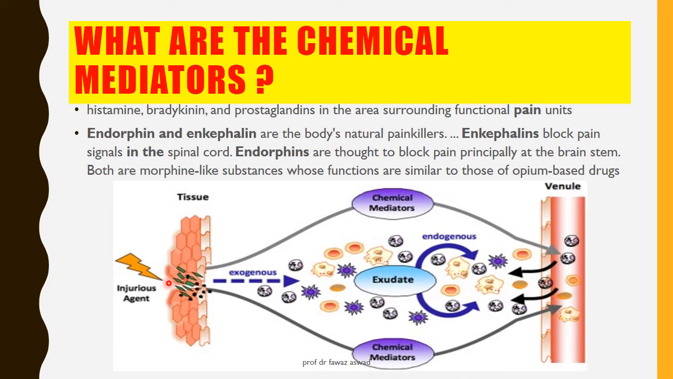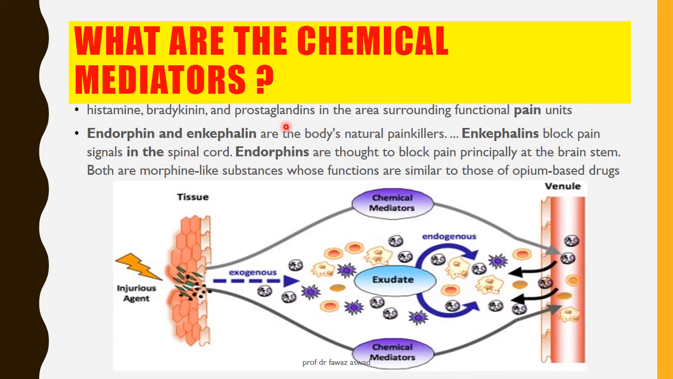So these chemical mediators, as I've shown, are divided into two actions. The histamine, the bradykinin, and prostaglandin in the area surrounding the functional pain unit, while the body, as a type of physiological reaction, is going to produce the most important thing, the natural painkiller. This natural painkiller is going to act in two ways, as we are going to see.